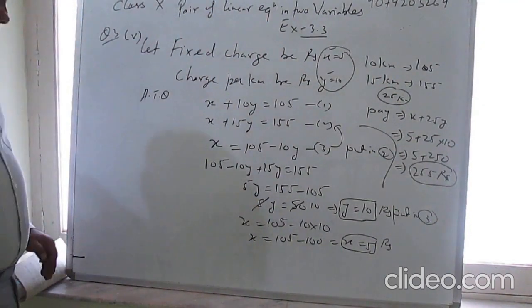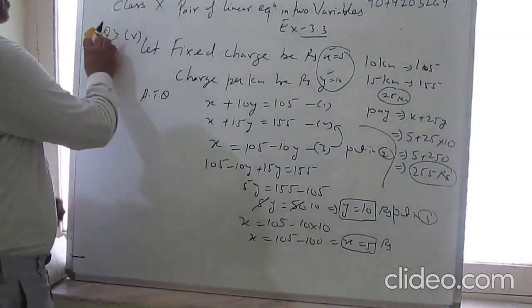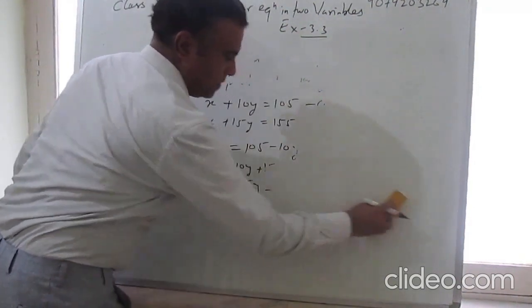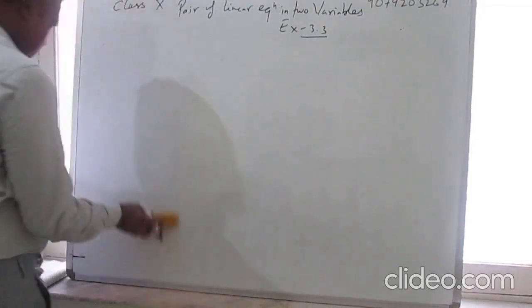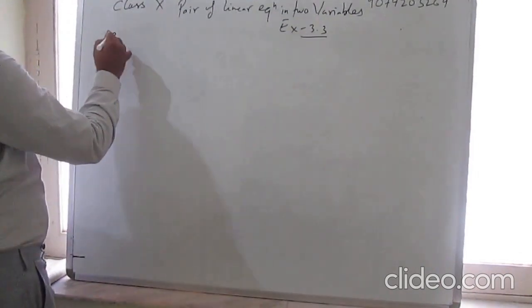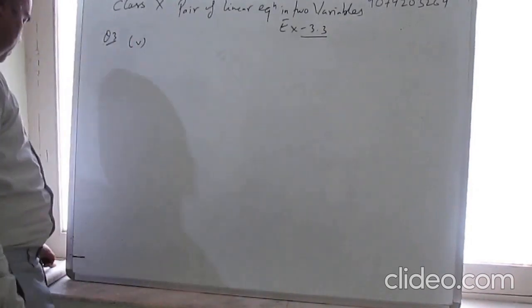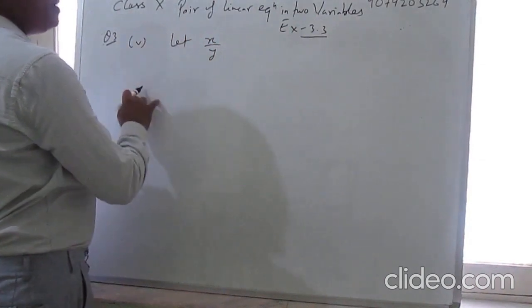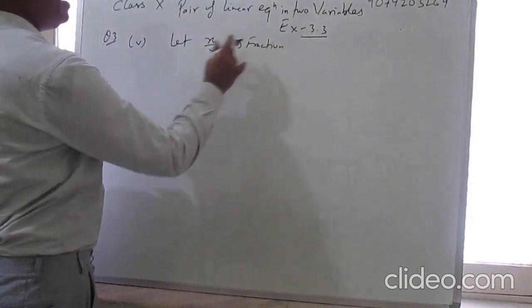Now, question number 3, sixth part. Fifth part. A fraction becomes 9 upon 11. So let the fraction be x upon y.